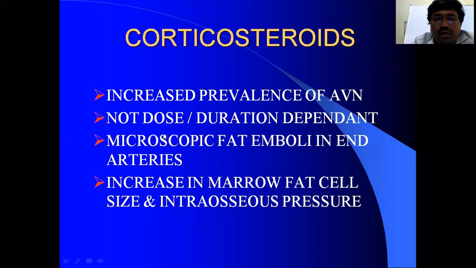Microscopically, there will be fat emboli in the arteries. That is a microscopic feature of the pathogenesis. Next is increase in marrow fat cell size and interstitial pressure. The marrow fat cells get fat deposition due to the steroid abuse, and it will lead to an increase in pressure. Again, if the pressure increases, there will be a decrease in blood supply, and again, it's a vicious cycle.